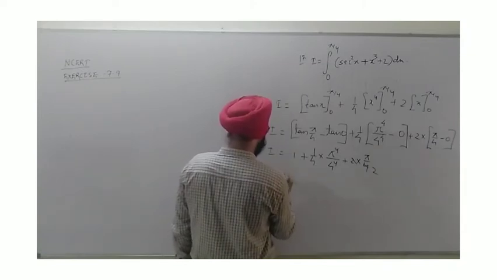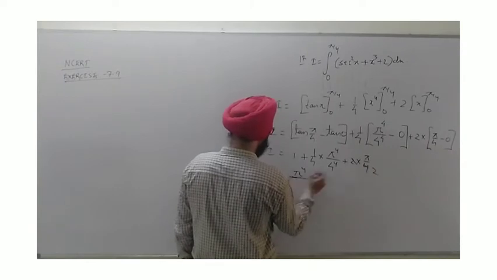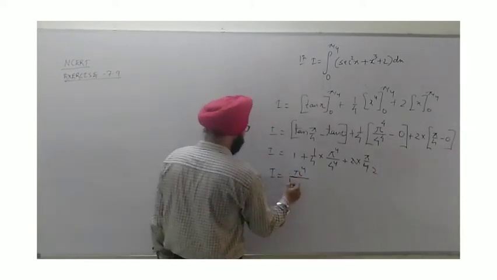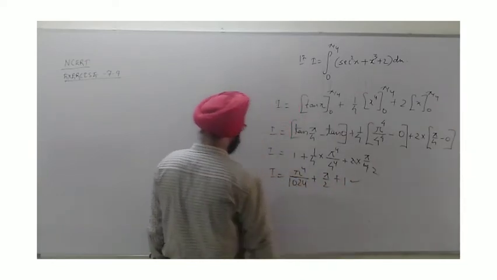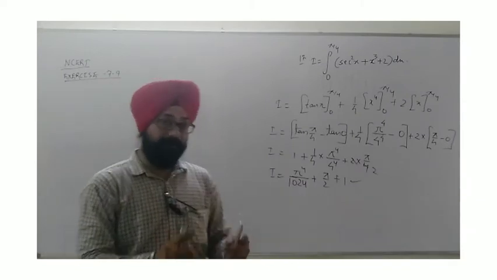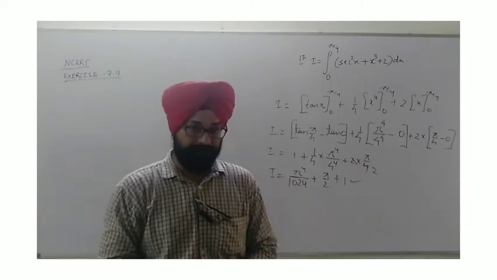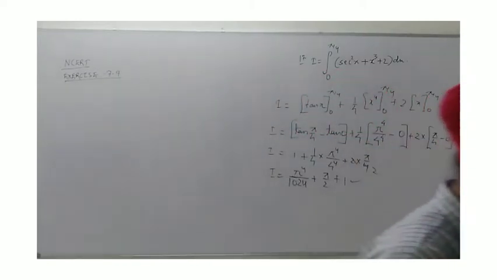So this will become pi by 4, 4 raised to the power 5 or 2 raised to the power 10, 1024 plus pi by 2 plus 1 as the final answer. But still I see that this is not that much difficult if you are well prepared in indefinite integral. We will see next questions of the same exercise now.